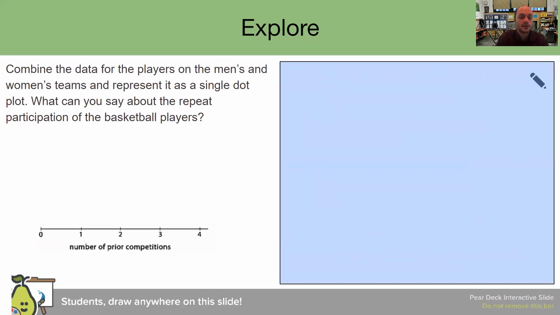And the next question requires us to take all of our dot plots and combine them. So why don't you pause the video? I want you to read this question, combine the 2 dot plots together, and then we'll do it together. All right, welcome back. Let's read the question and then we'll talk about the dot plot. The question reads, combine the data for the players on the men's and women's teams and represent it as a single dot plot. What can you say about repeat participation of basketball players? So now they're talking about the women and the men together. Based on both teams, what is their total prior competition experience? Let's see what happens. If you have created your dot plot correctly, it should look something like this.